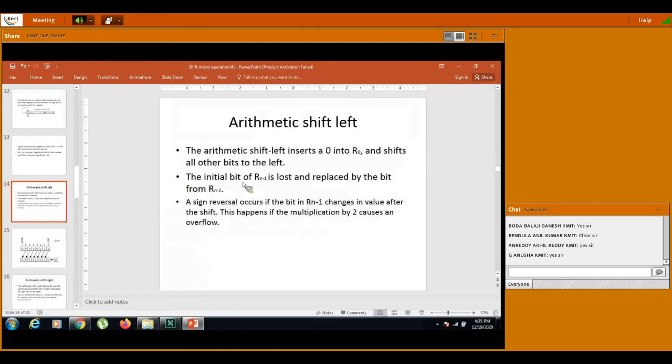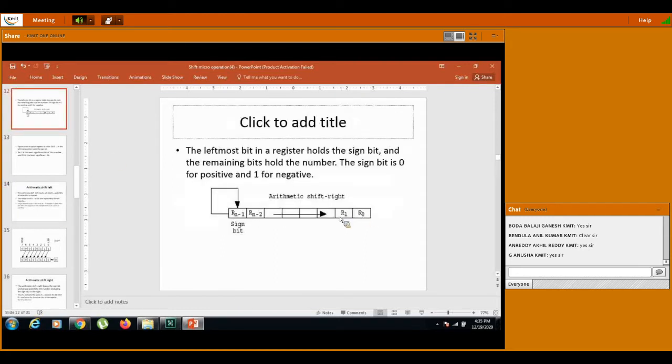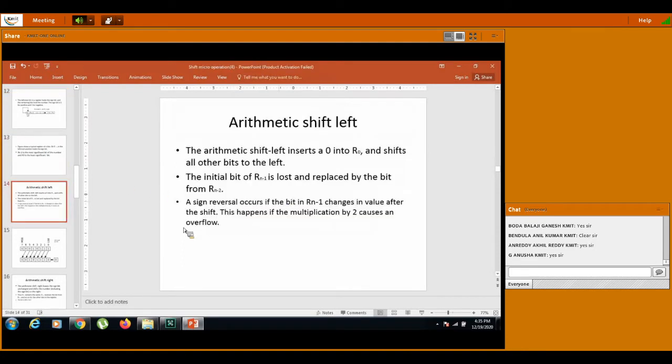And shift all other bits to the left. Okay. The initial bit of Rn-1 is lost and replaced by the bit from Rn-2, that means here. So you are giving a 0 here and shifting all this. So automatically what happens? All these move in this way, and the last one is being dropped. So this is dropped, but the sign bit is like that only.